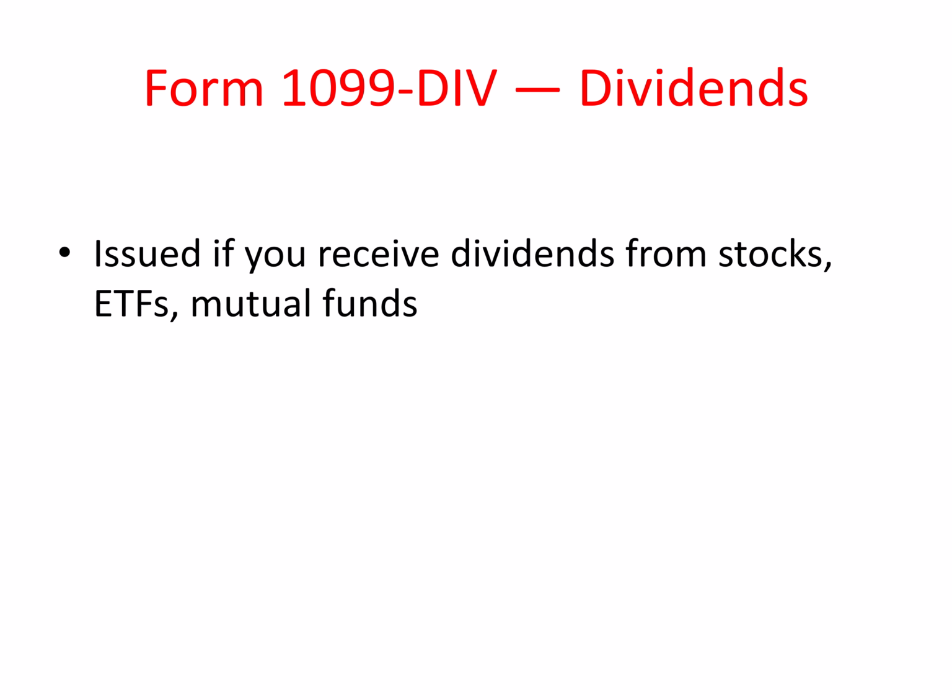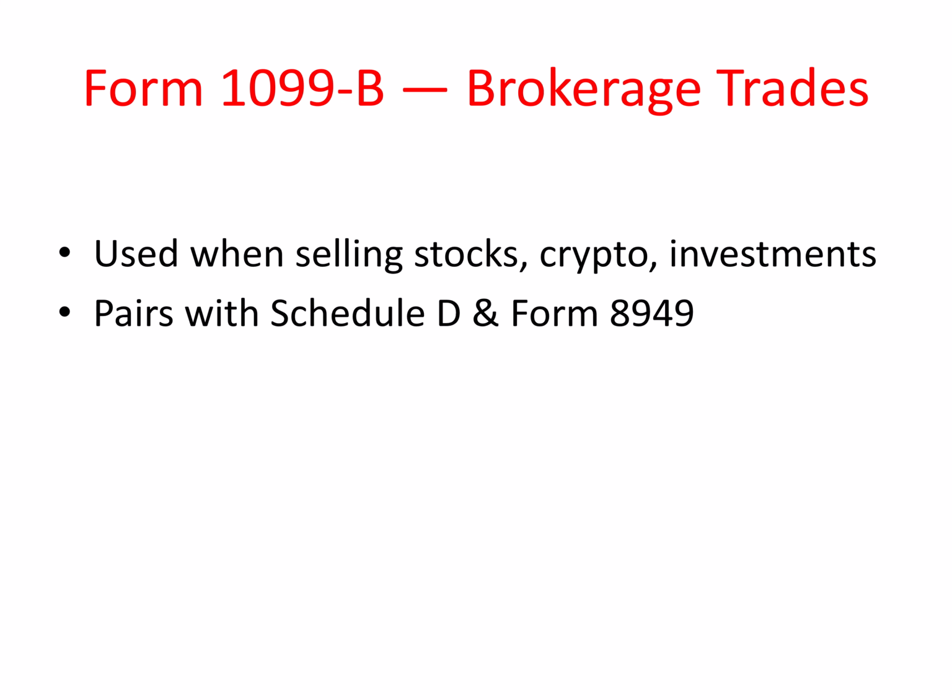Form 1099-DIV, Dividends and Capital Gains Distributions. When you get it: if you own stocks, ETFs, or mutual funds and receive dividends. Form 1099-B, Brokerage Trades. When you get it: if you sell stocks, crypto, or investments through a brokerage. Important fact: usually pairs with Schedule D and Form 8949.